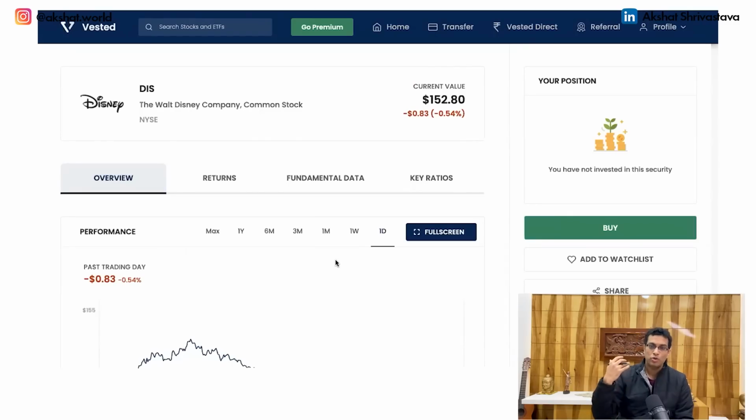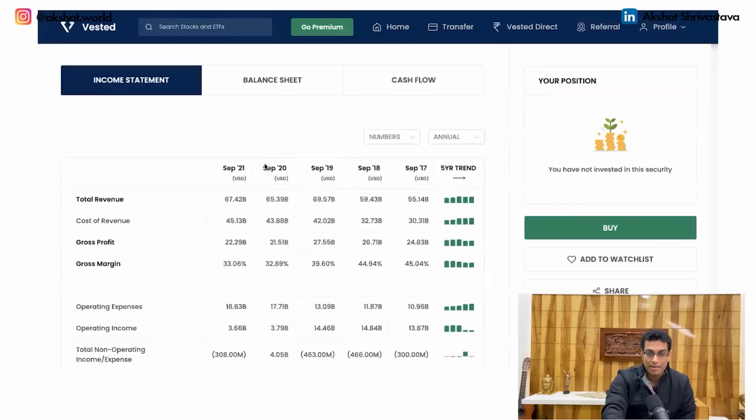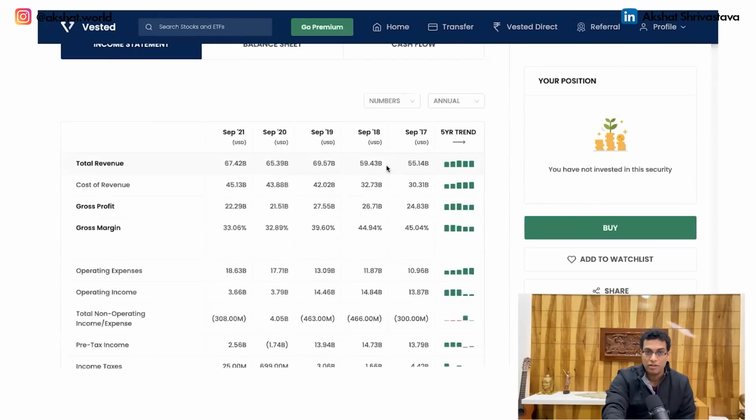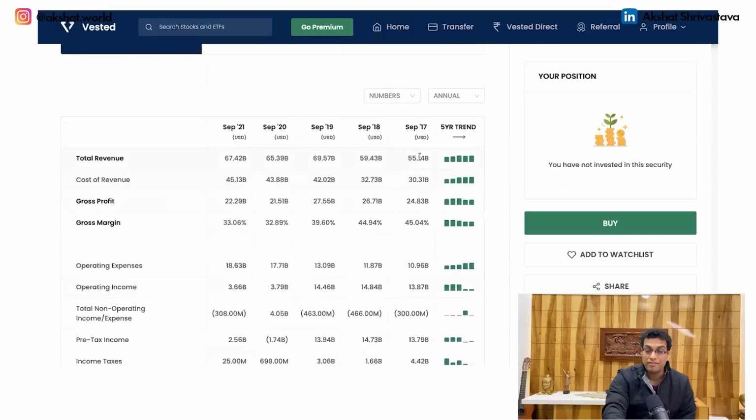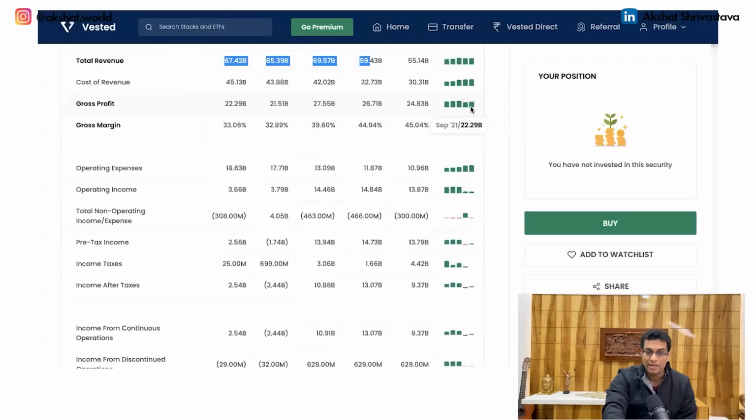So now let me take you to Vested. They have an excellent platform and you can do all this financial comparison and financial data analysis for free on the Vested platform also. For example, here you can take a look at the total revenue for Disney and it goes from $55.14 billion and there has been a clear uptrend, right? So this is a good data point that revenues are going up. Then again, you can see this trend that it has a very stable cash flow. It's a mature company.